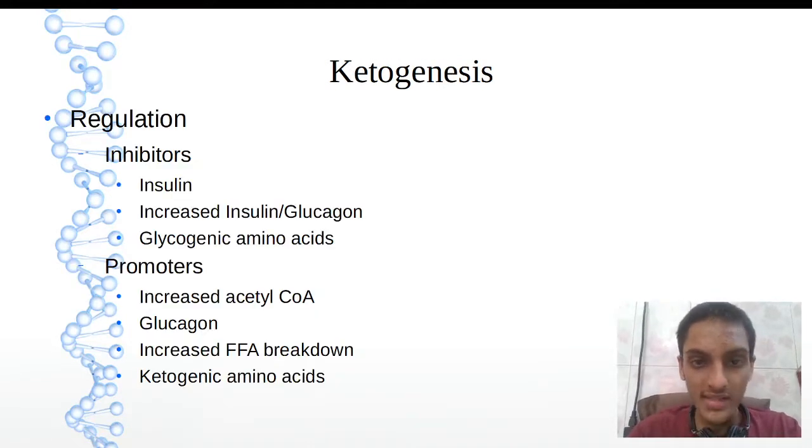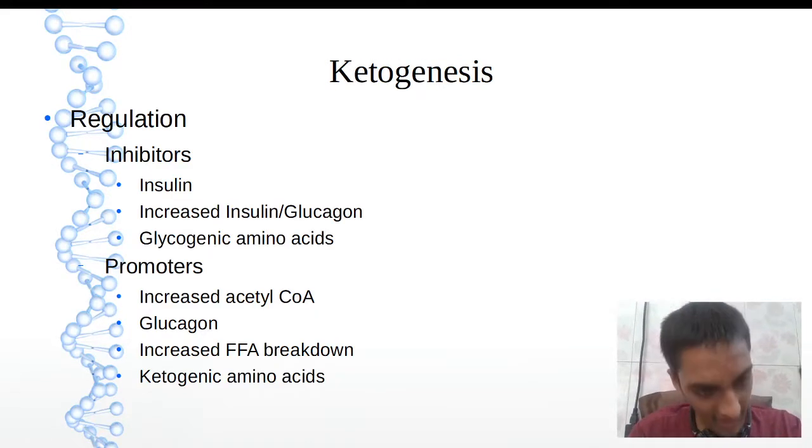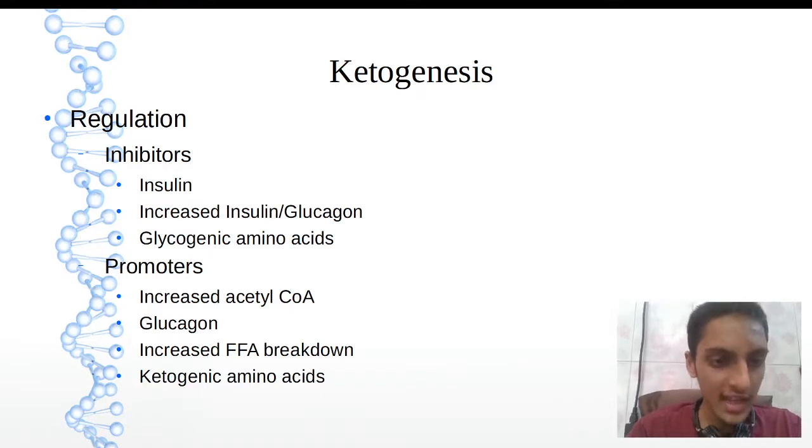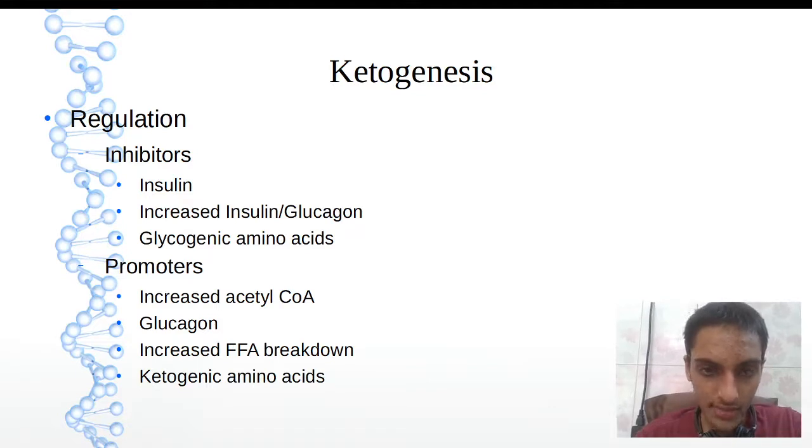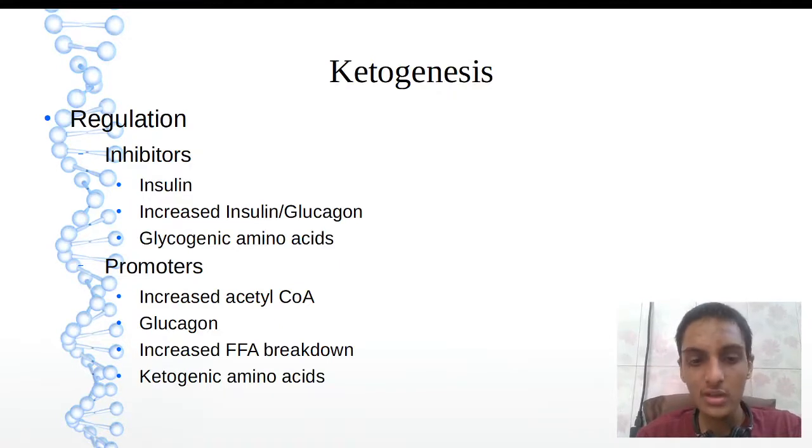Now, what is the regulation? We have inhibitors and promoters. Inhibitors are insulin, increased insulin by glucagon ratio, and glycogenic amino acids. And what are the promoters? Increased acetyl-CoA, glucagon, increased free fatty acid breakdown, and ketogenic amino acids.